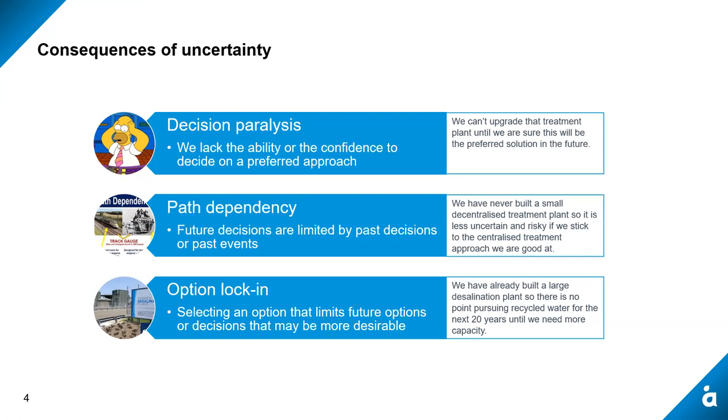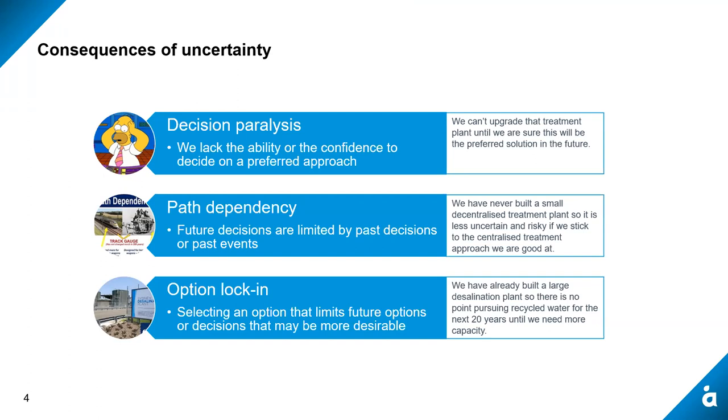Then you've got past dependency. This is where future decisions are limited by past decisions or past events. So this is where we generally want to stick to the things that we're good at, that we know, that we consider to be lower risk, and we don't push ourselves into other areas that might be more valuable, give a better outcome.